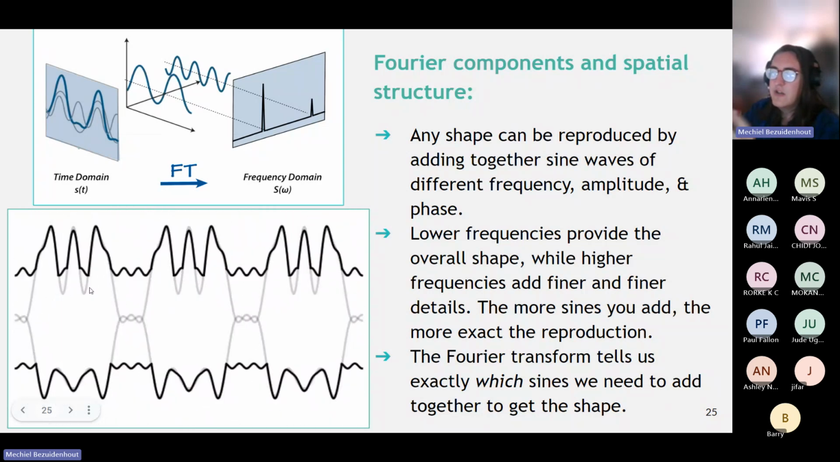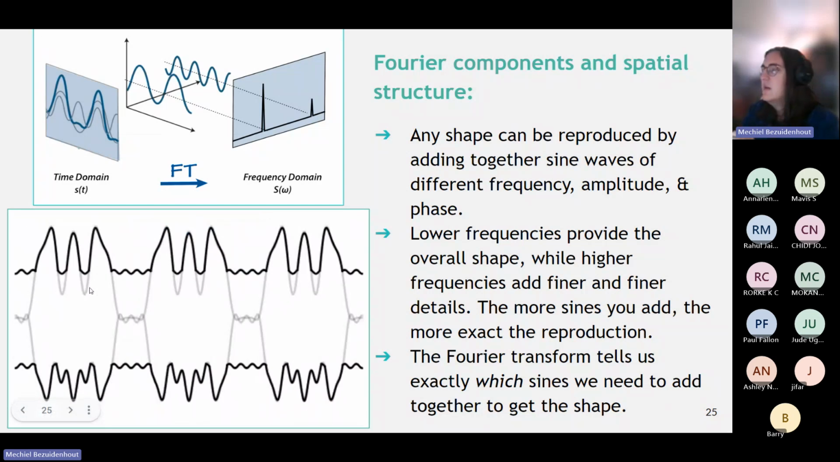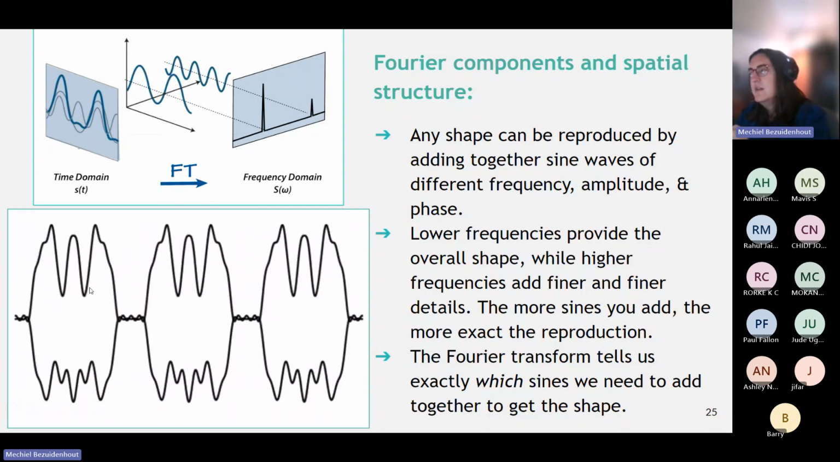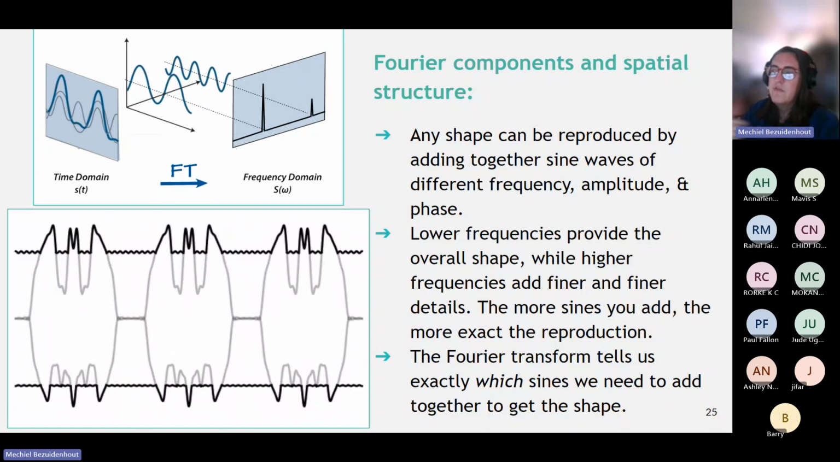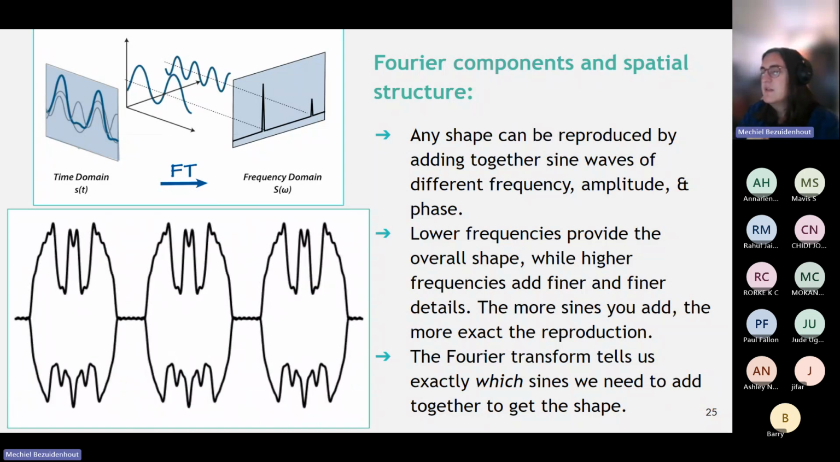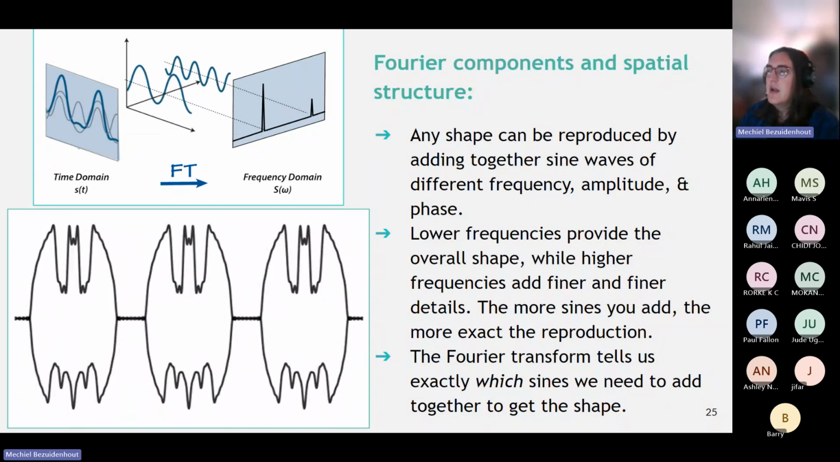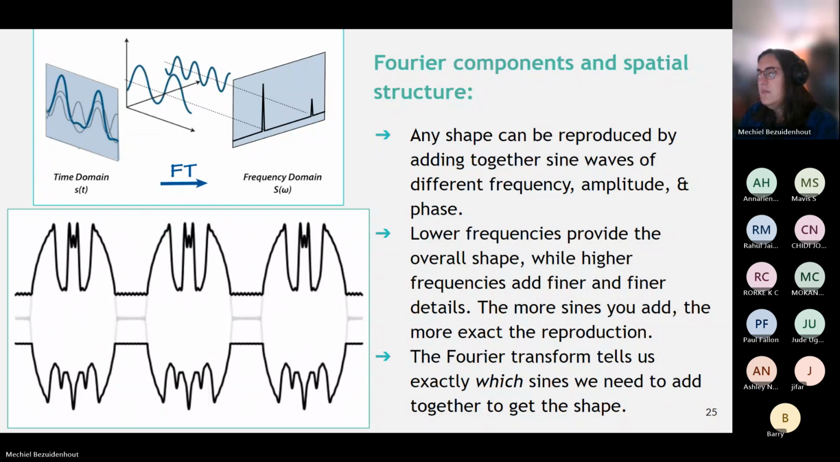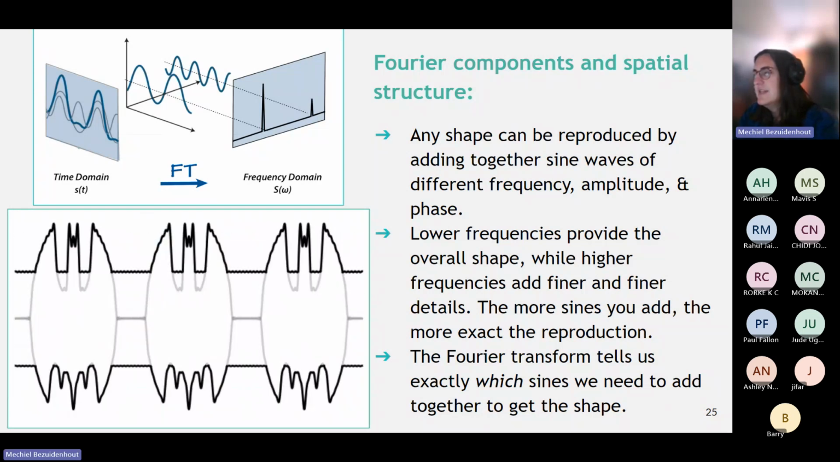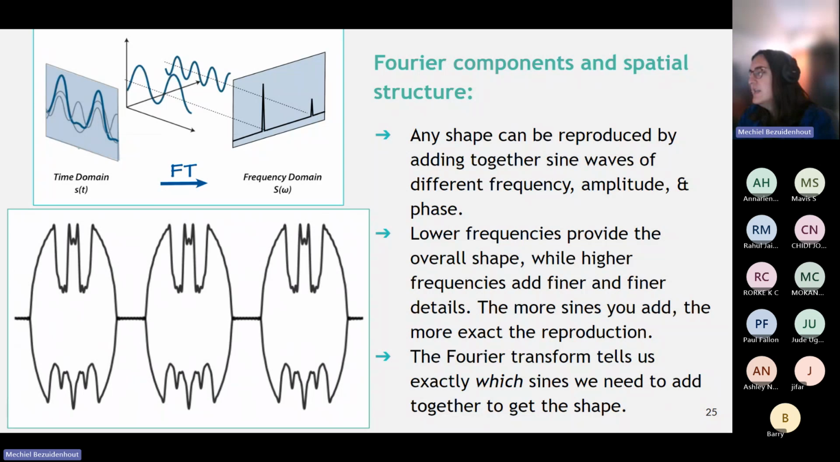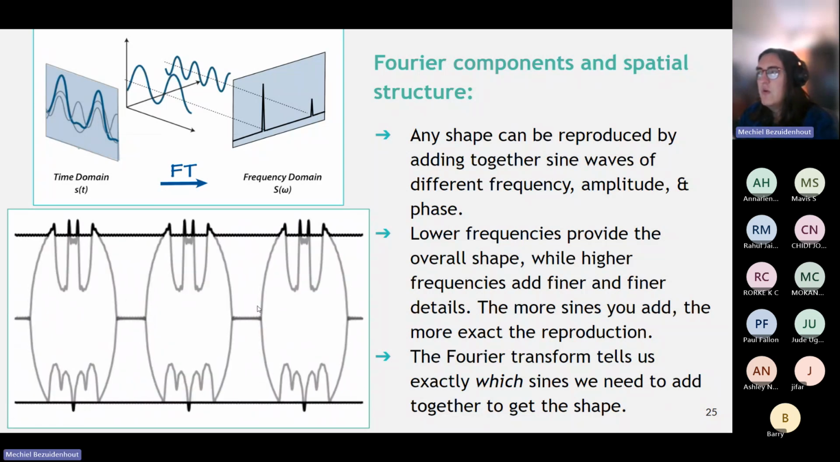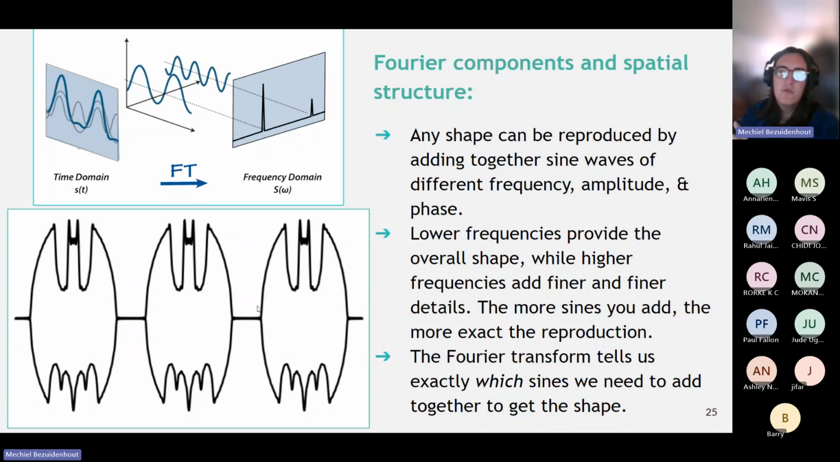So you need the long wavelengths to give you the overall shape of the Batman symbol, and the high frequencies that you add give you finer and finer details to the ultimate shape. And the more sines that you add with a variety of wavelengths, the more exact the reproduction that you get in the end. And the Fourier transform of the shape tells us exactly which sines we need to add together to get the shape. So that's how the Fourier transform relates to spatial information.